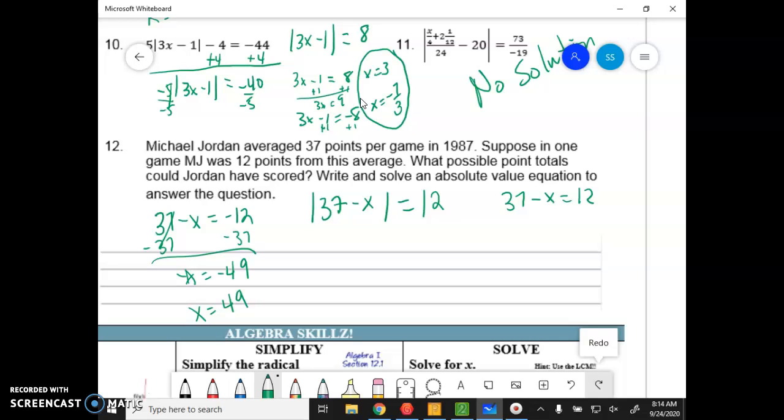or we could look at the low end. So same thing here, we subtract 37, and we're left with -25. Same thing, drop down this -x. We know this is just going to be the opposite, so we're going to call this x is equal to 25. So there you go. He could have had 25 points this game. He could have had 49.